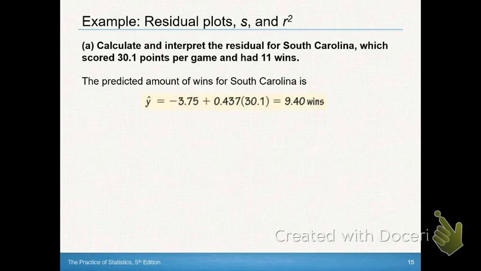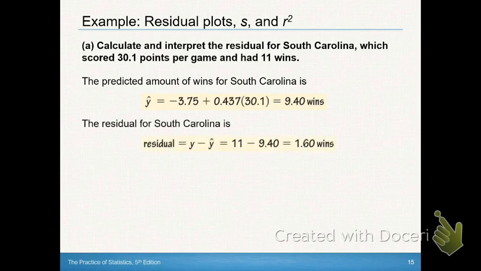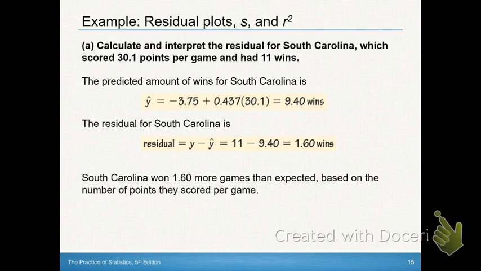So the predicted number of wins would be 9.4. And then remember, the residual is the actual value minus the predicted value. So our residual is 1.6. The way we would interpret this is that this team won 1.6 games more than what we predicted it to.